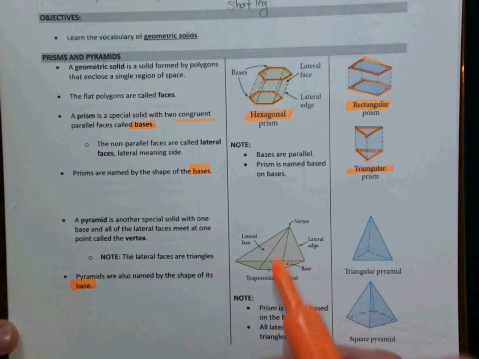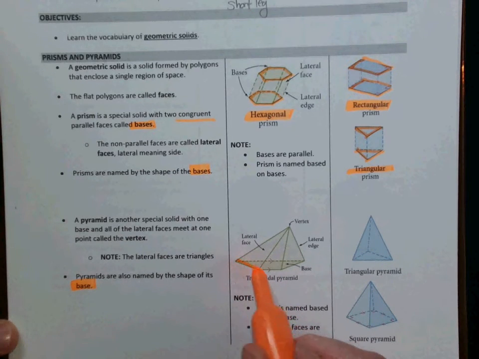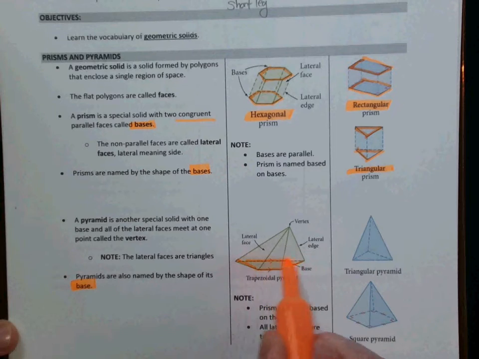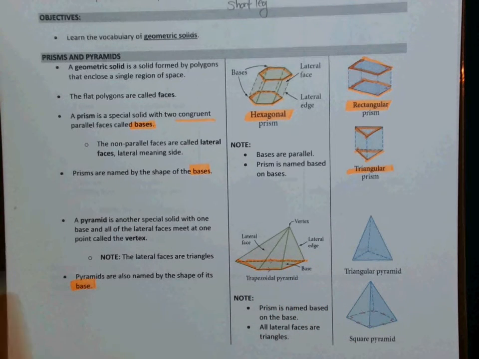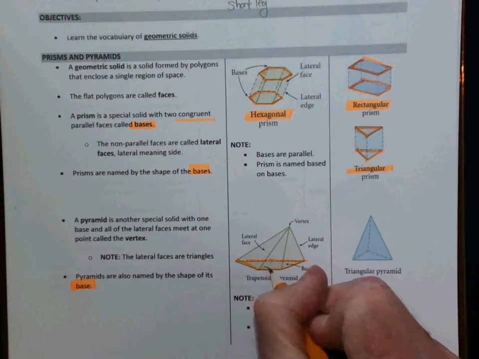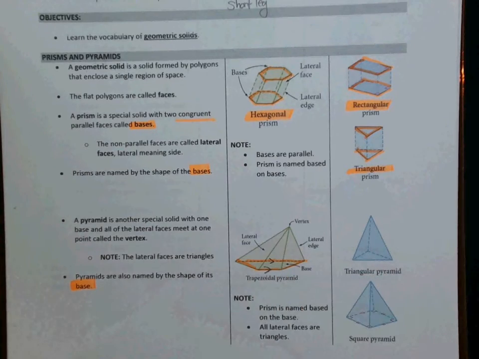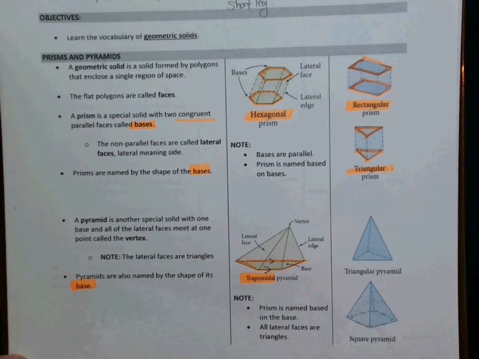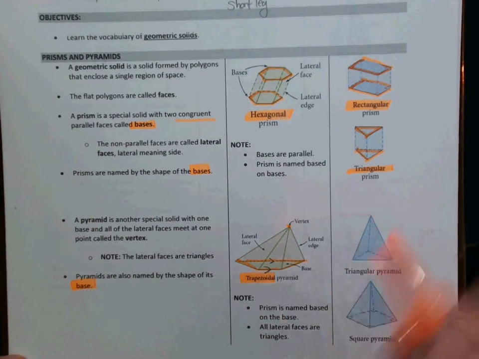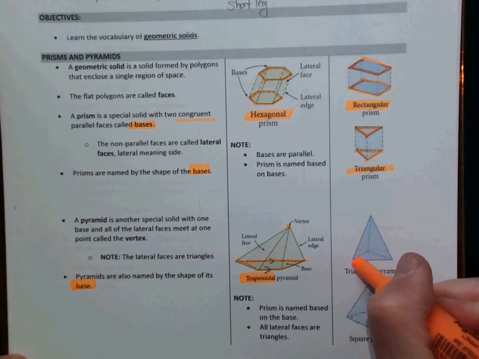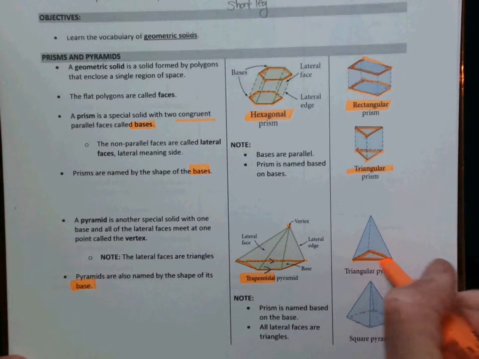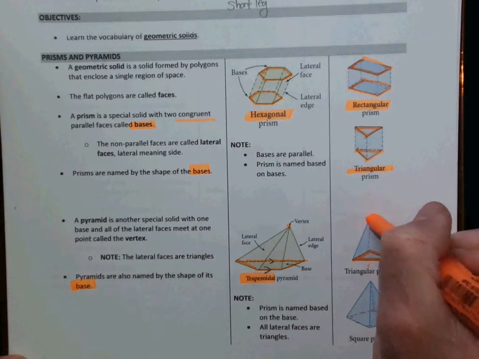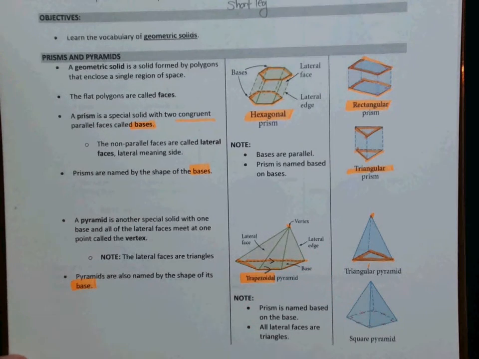So here, this base has 4 sides, and 2 of those sides are parallel. If you remember from a prior chapter, that meant it was a trapezoid. So that's a trapezoidal pyramid. Notice up here it comes up to a vertex. Down here, here's a triangular base, and the sides are coming up to a point, the vertex. So it is a triangular pyramid.